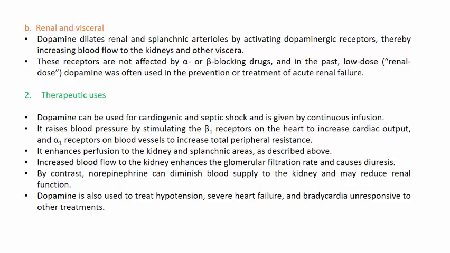Therapeutic uses, so dopamine can be used for cardiogenic and septic shock. It raises blood pressure by stimulating the beta-1 receptor on the heart to increase cardiac output, and alpha-1 receptor on blood vessels to increase total peripheral resistance. يعني هذا الأكشن يكون related to dopamine.